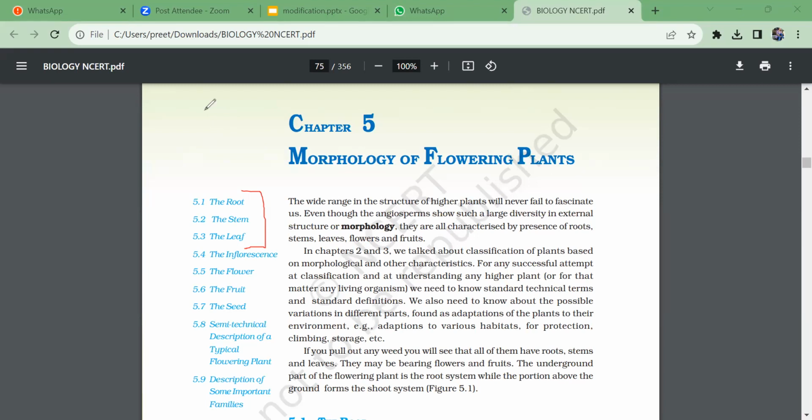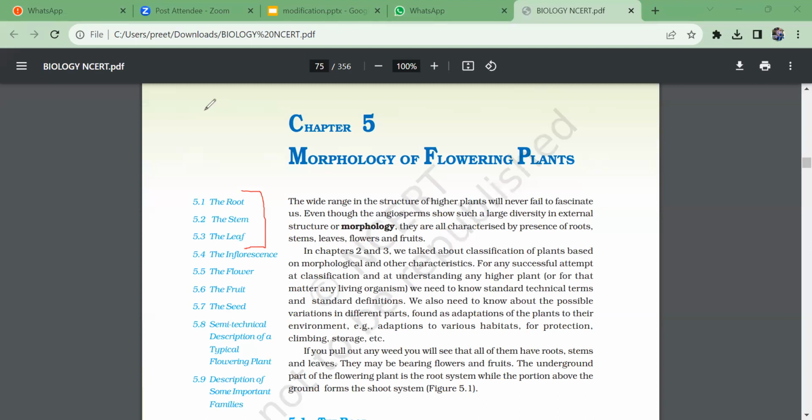A wide range in the structure of higher plants will never fail to fascinate us. Even though the angiosperms show such a large variety in external structure or morphology, they are all characterized by the presence of roots, stem, leaves, flowers, and fruits. Whenever you say a plant, what comes to your mind is an angiosperm plant, which has roots, stem, leaves, and the flower is the very important part.